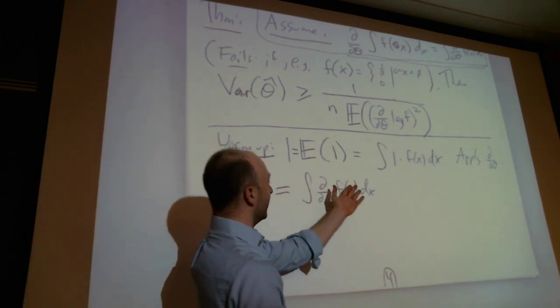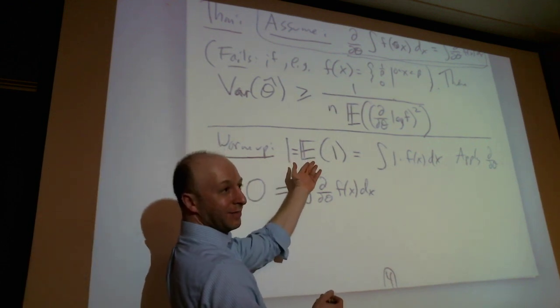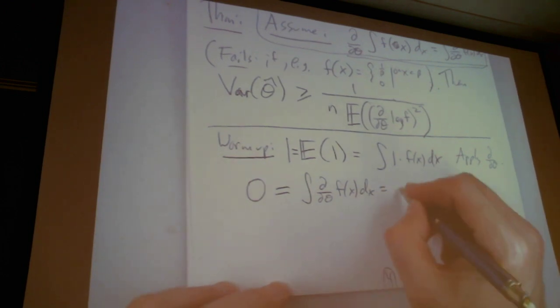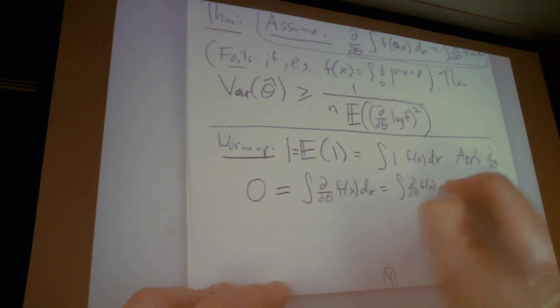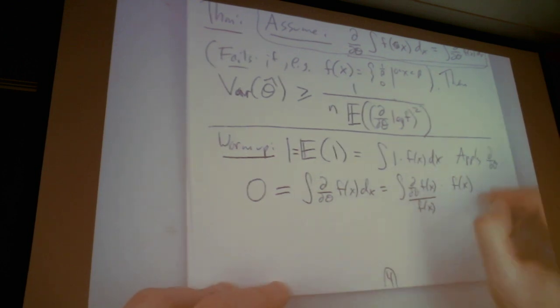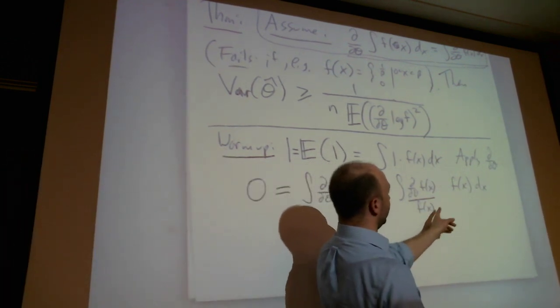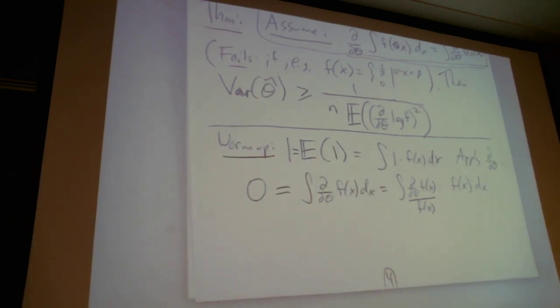That's fine, but that doesn't look like anything that can be written as an expectation. If I want to write this as an expectation, I can do something silly. So I have my d theta of f, and I'll stick in an f of x, and I'll divide by f of x dx. Of course, I'm only integrating over the places where f of x isn't 0.